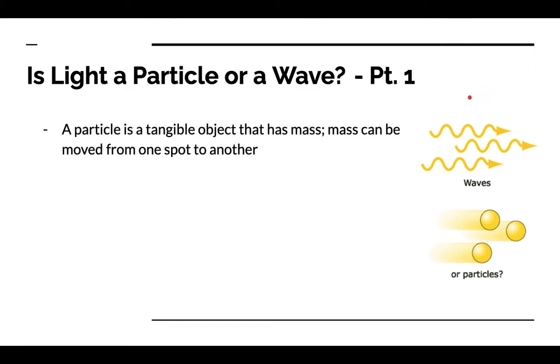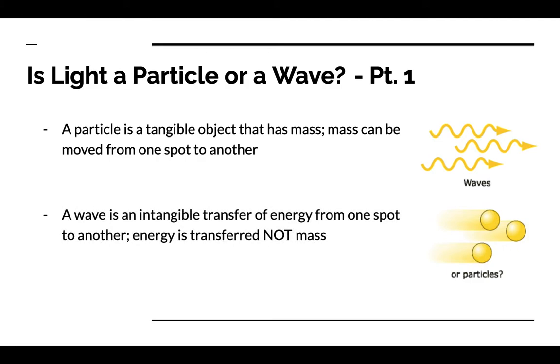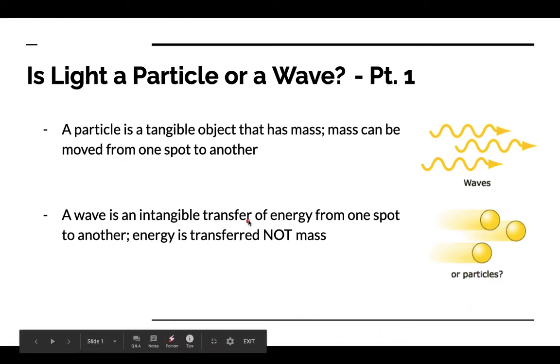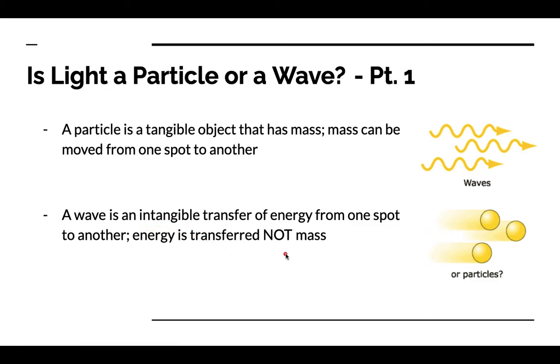Recall that, to differentiate between particle and wave, a particle is a tangible object that has mass. The mass can be moved from one spot to another, kind of like electrons, neutrons, protons, and so forth. Whereas waves do not have mass, and they don't move from place to place. Better said, the medium that the wave passes through, which does consist of particles, does not move from place to place. The wave moves, but the medium it passes through remains in the same spot. So a wave is an intangible transfer of energy from one spot to another. Energy is transferred instead of mass.